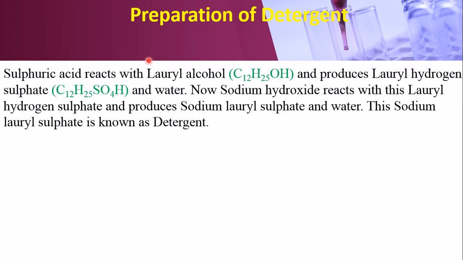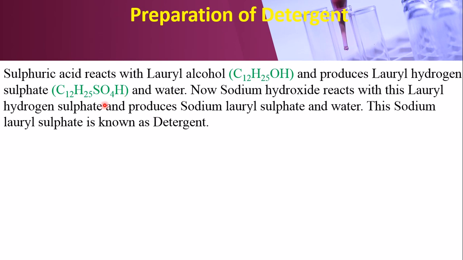Now, preparation of detergent. How is detergent prepared? To prepare detergent, we need lauryl alcohol, sulfuric acid, and sodium hydroxide. These three things are needed to prepare detergent. And to prepare detergent, a two-step reaction occurs. At the first step, sulfuric acid reacts with lauryl alcohol, and here lauryl hydrogen sulfate is produced with water.